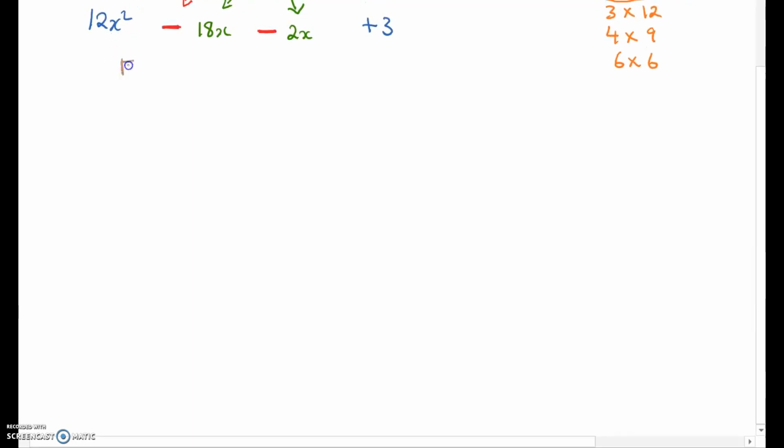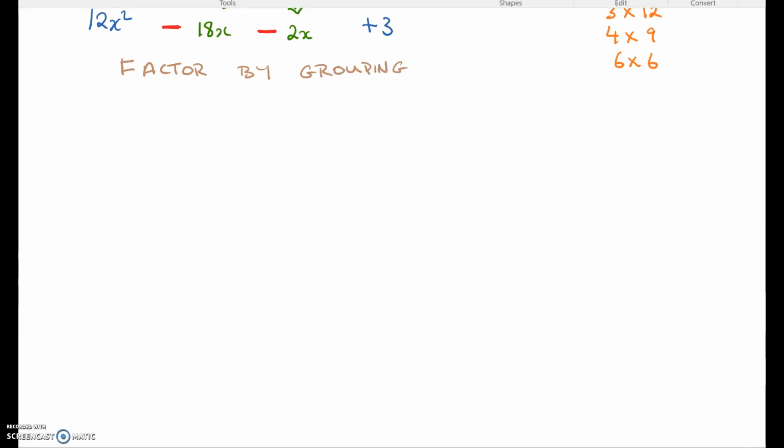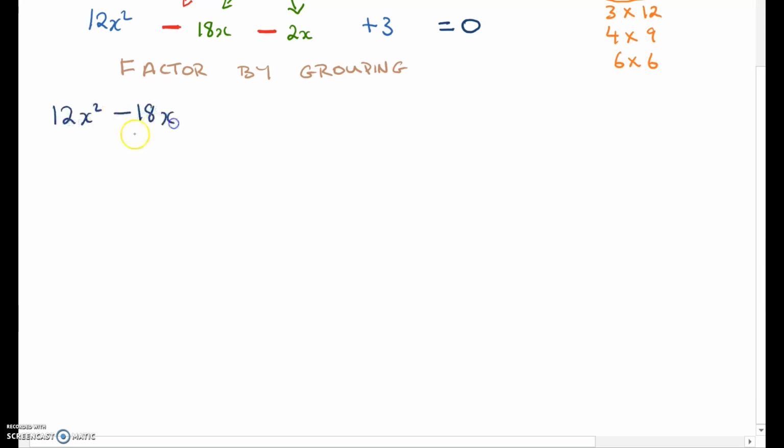So factor by grouping. Now we've dropped the equals 0. Strictly speaking, we should put it in. So let's put that equals 0 in there. If we do factoring by grouping, we have 12x squared minus 18x. That's our first group. And our second group is minus 2x plus 3. And this is all equal to 0. But let's leave the equals 0 over there, out of the way a little bit. We're giving ourselves plenty of space between each group, and the whole thing is equal to 0.